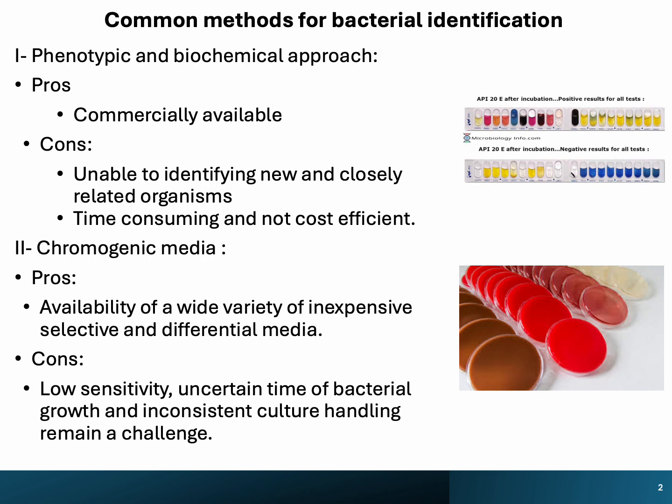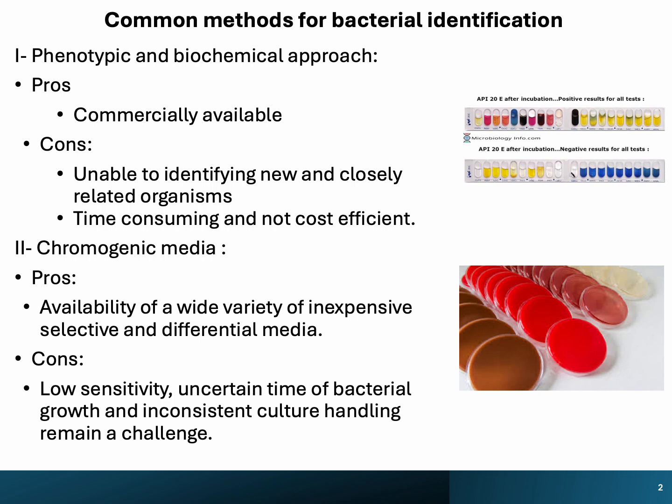One of the most typical and oldest methods implemented in bacterial identification is the phenotypic and biochemical approach, which relies on multiple factors such as the enzymatic activities, acid production and utilization, carbon source, fatty acids profiling, as well as micronutrient utilization and metabolism. Nowadays, there are commercially available kits that can easily test for each of these factors. These kits may not be the best option when it comes to identifying new and closely related organisms because they lack specificity, are time consuming, and not cost efficient.